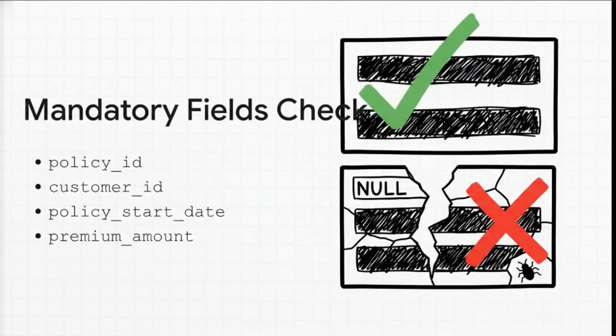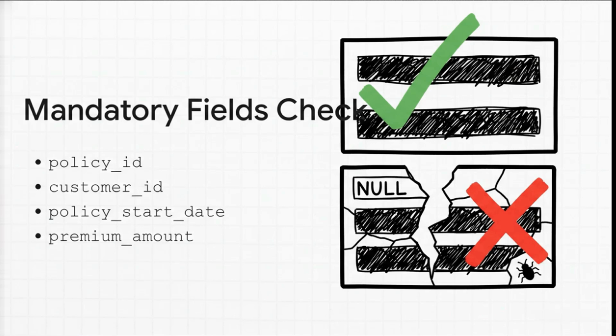Next up, mandatory fields. Look, if a key piece of information like a policy ID is null, meaning it's empty, that whole record is basically useless. You find these with a simple check, like where policy ID is null. But it goes beyond just empty fields.